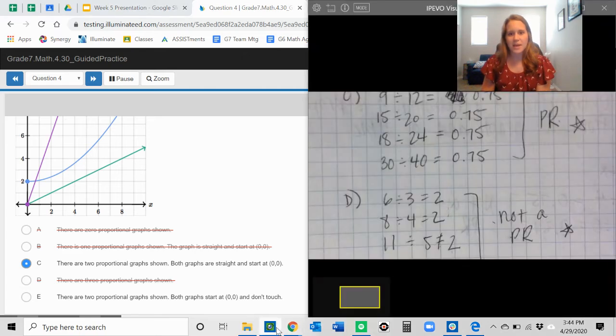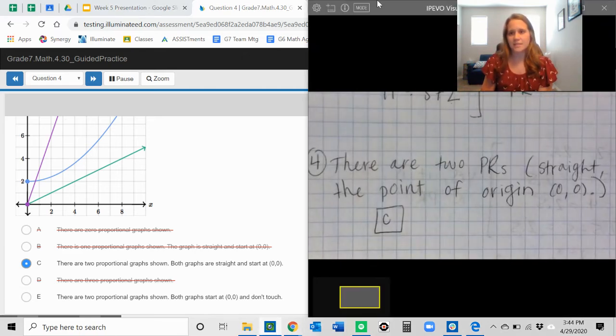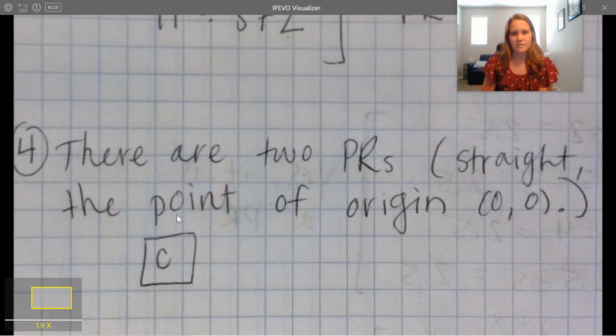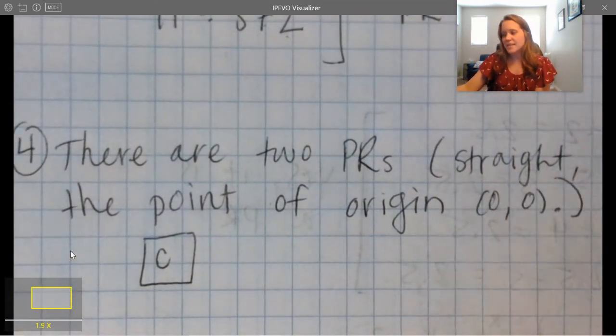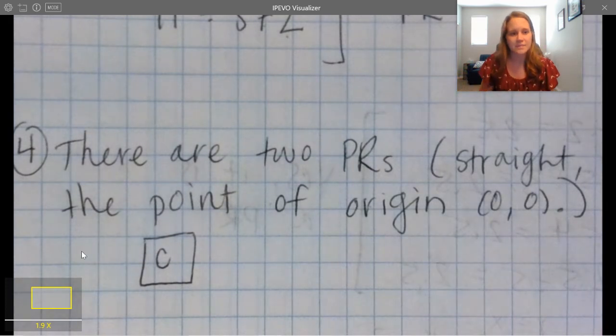Okay. On my paper, all that I put was that there are two proportional relationships. They are straight and they contain the point of origin. That's all I added. Okay.